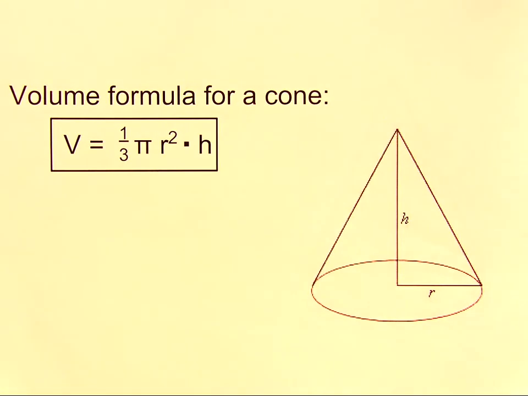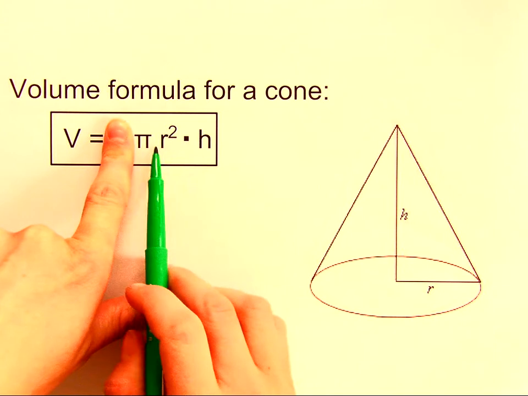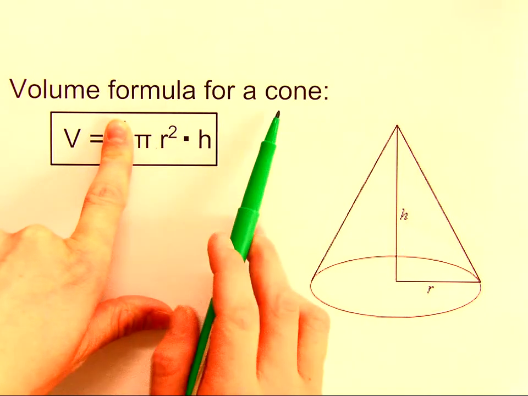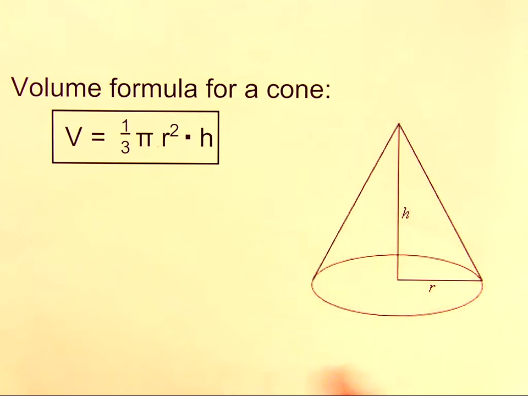Okay, so the volume formula for a cone is very similar to the volume formula of a cylinder. So realize if I just cover up this 1/3, that's the volume formula of a cylinder, pi r squared times height. So a cone is the same thing except we have to multiply that by 1/3 because a cone that has the same size base as a cylinder is actually 1/3 the size of a cylinder. So if I were to take a cone and fill it up with water, I would be able to pour that cone into a cylinder 3 times.